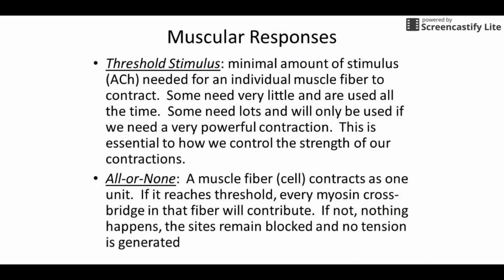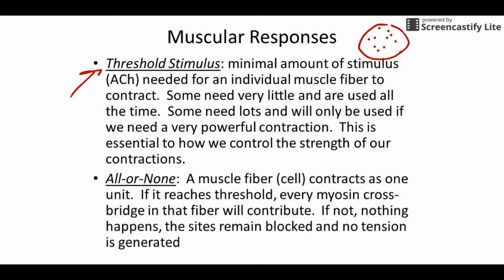All right. First one up here is called the threshold stimulus. So each muscle fiber has a certain amount of ACh needed for it to contract. Now, in a muscle, they don't all have the same threshold stimulus. So let's say we've got 10 muscle fibers inside a certain muscle. So here's your muscle, and inside here you've got 1, 2, 3, 4, 5, 6, 7, 8, 9, 10 muscle fibers.